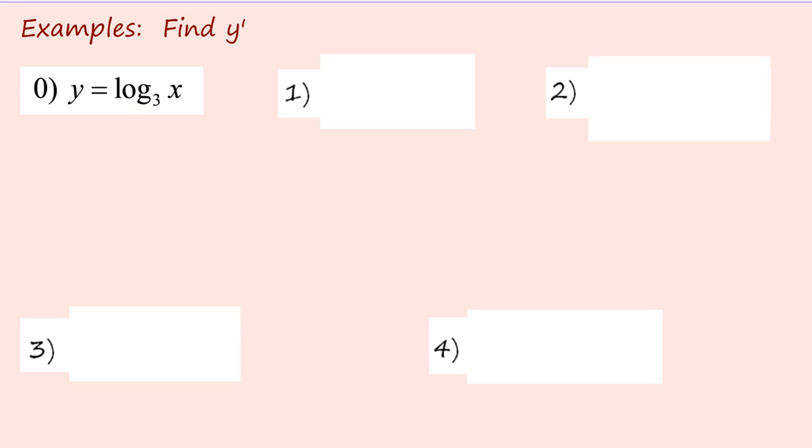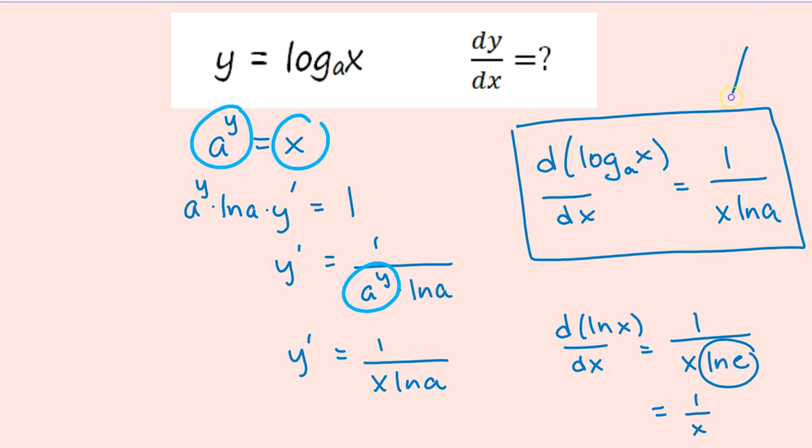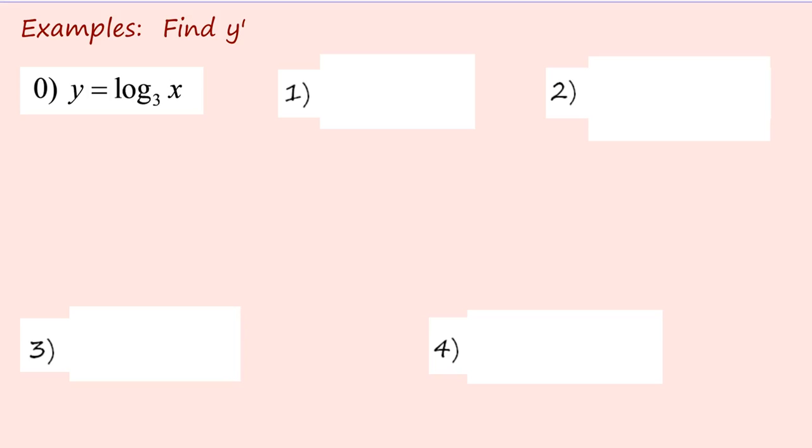Okay, so now what we want to do is incorporate this rule with our other rules, but I just decided to throw in a real simple one for problem number 0. So problem number 0 is to find y prime if y equals log base 3 of x. So we're just using the rule that we just came up with. Memorize the rule, apply it. You get y prime equals 1 over x natural log 3.